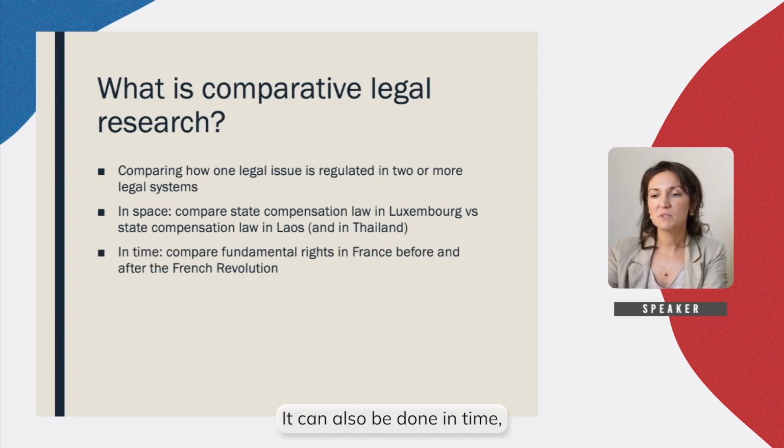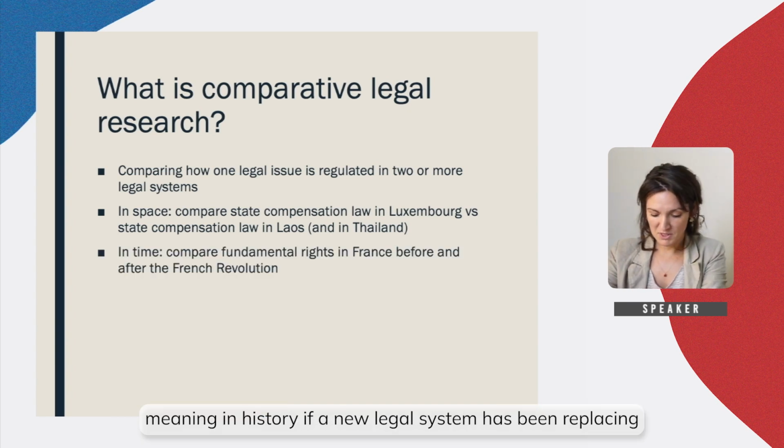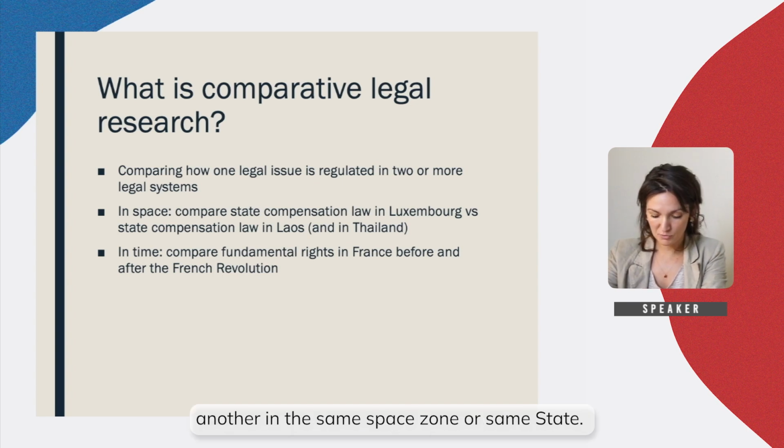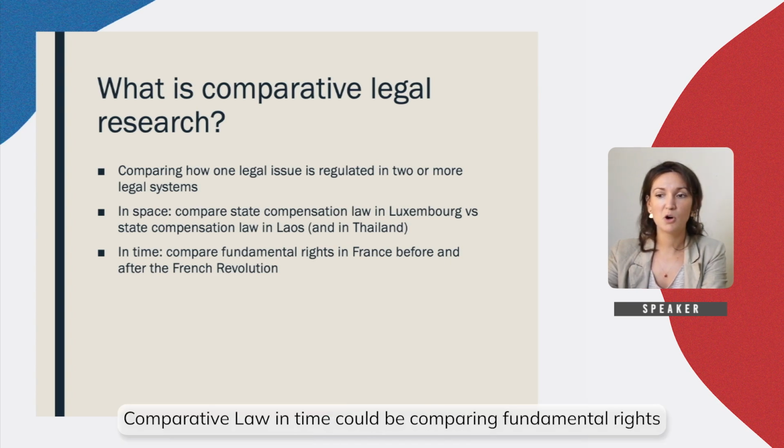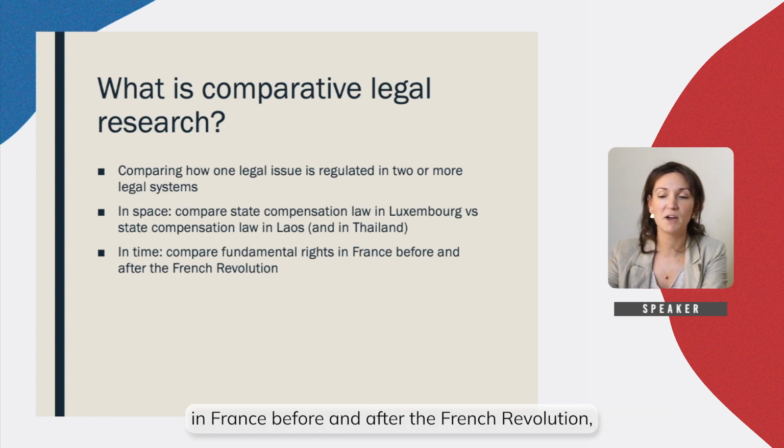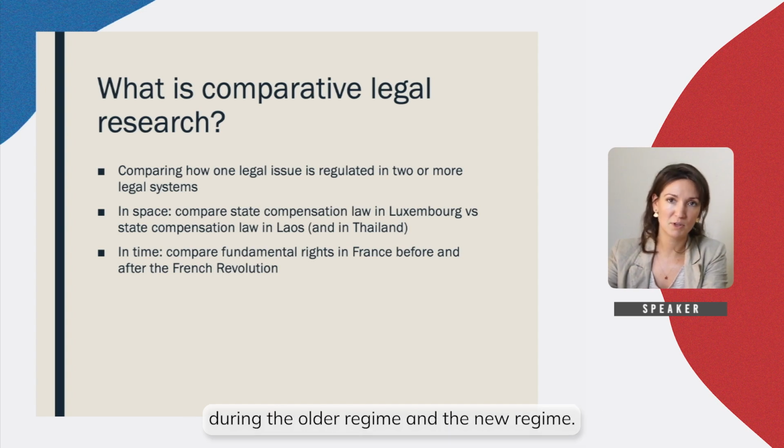It can also be done in time, meaning in history, if a new legal system has been replacing another in the same space zone or same state. For example, comparative law in time could be comparing fundamental rights in France before and after the French Revolution, during the old regime and the new regime.